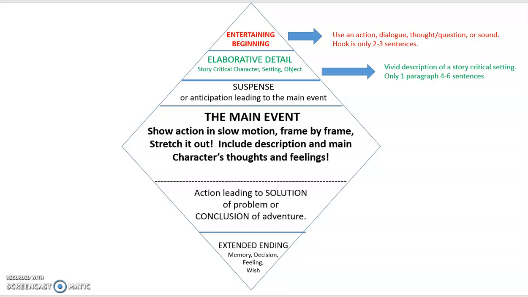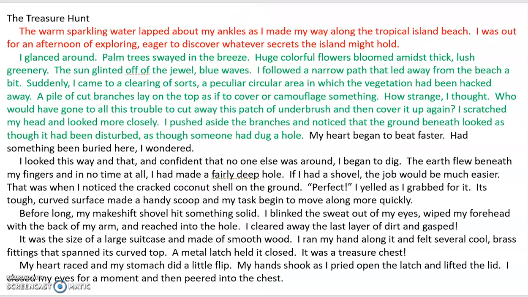On our paper, the Humphrey paper that you're going to do, you are required to give elaborative detail on the setting. In other words, where your adventure is taking place. This is only going to be one paragraph, and it's going to be about 4 to 6 sentences long. All right, so let's take a look at an example. Theirs is, I haven't counted, it's probably a little bit longer than 6.